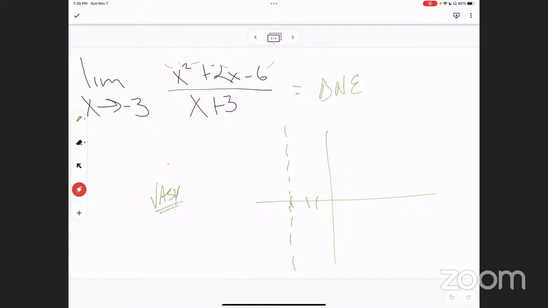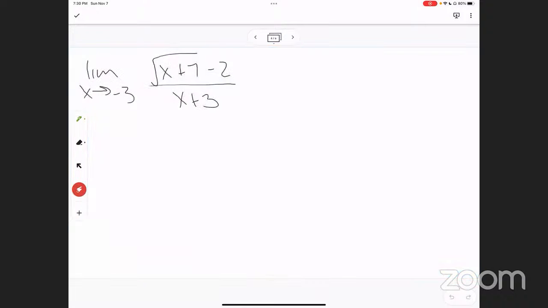Okay. Yeah. This one, when I plug -3 in on the top and the bottom, I get 0 over 0. That means that it's an RD, a removable discontinuity, which means there is a limit. And the way to do this is you multiply it by the conjugate. Do you remember doing this in class? Yeah. So this is the conjugate.